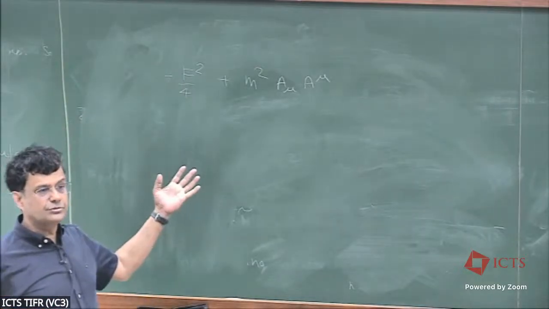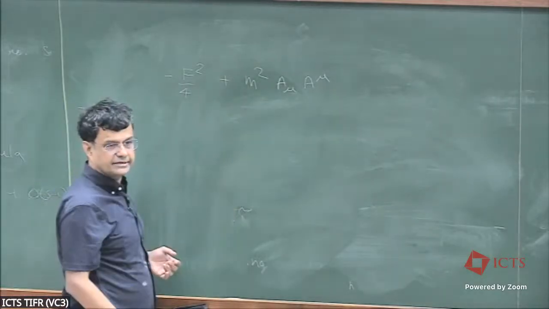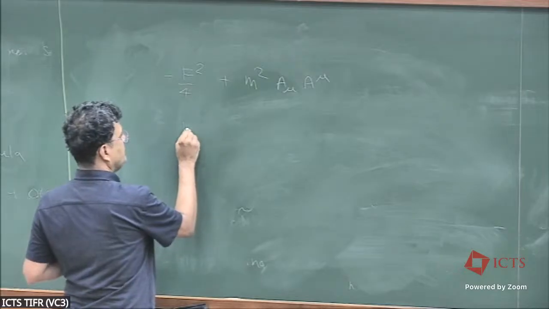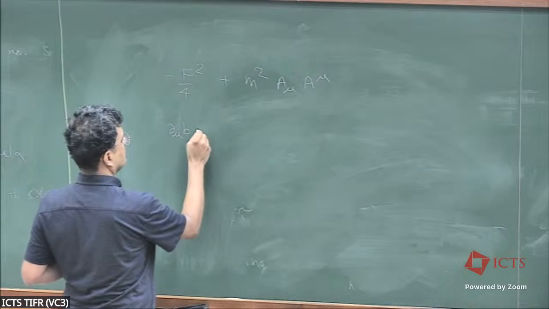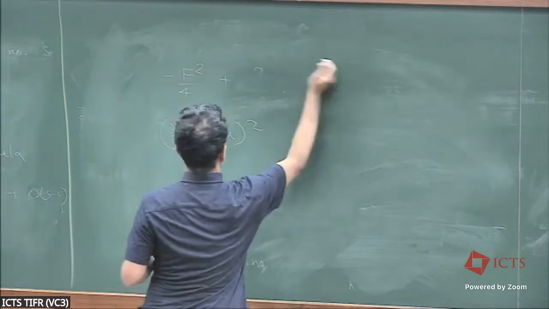But a good way to do it is using the Stuckelberg field. Because this is not gauge invariant, you introduce a gauge invariance by introducing a field, let's say B field, and write it as del mu B minus A mu whole square. So you write the action like that.